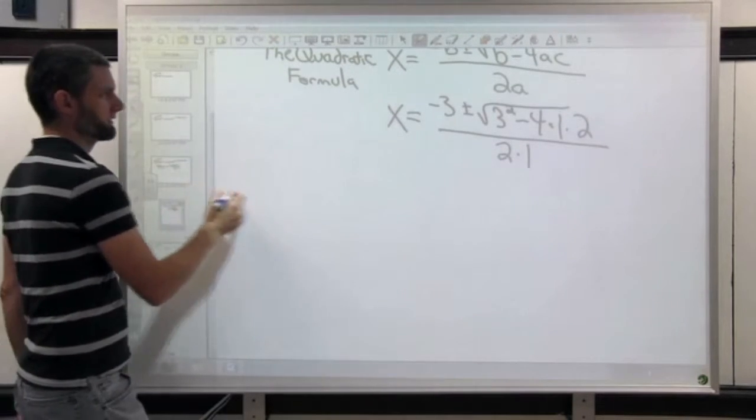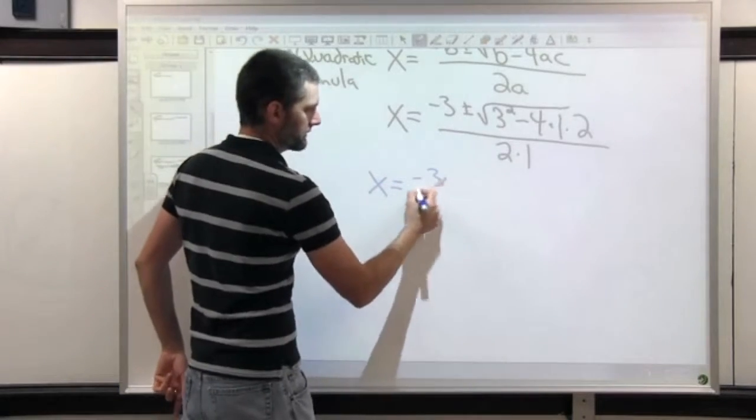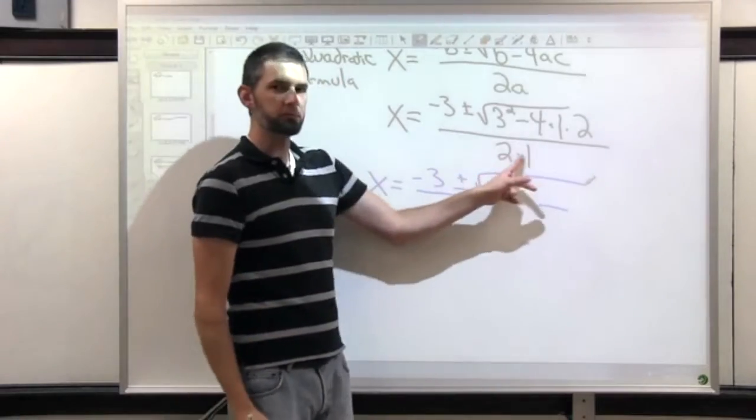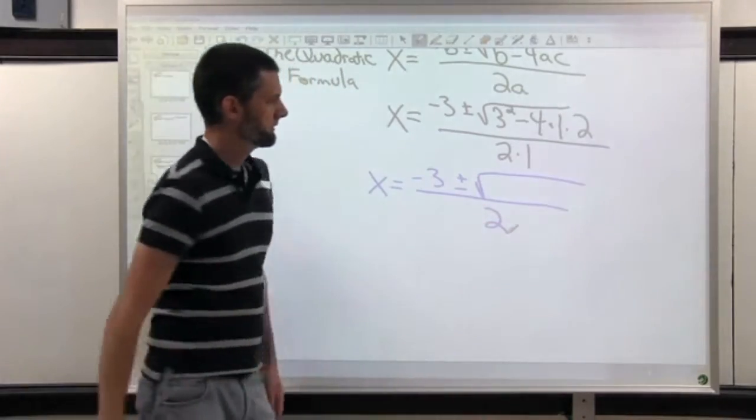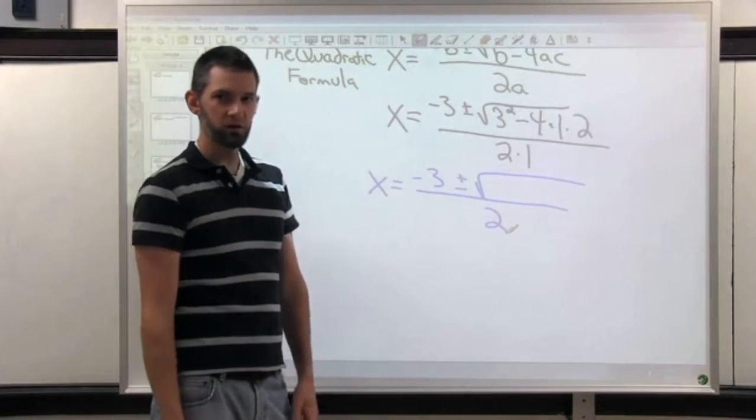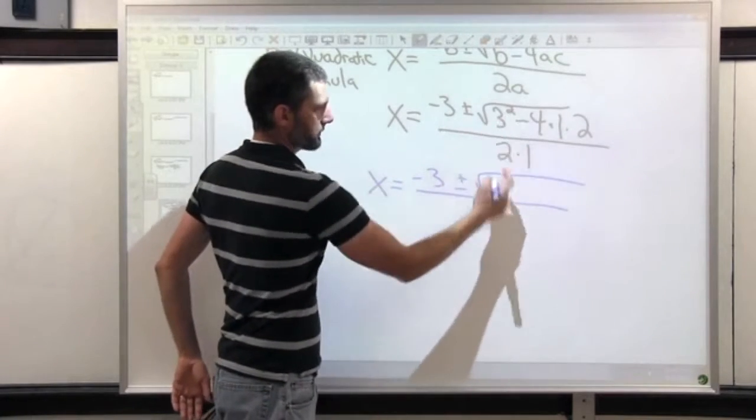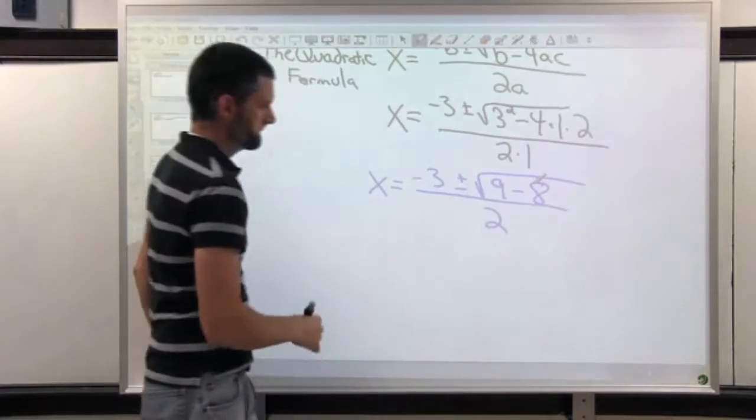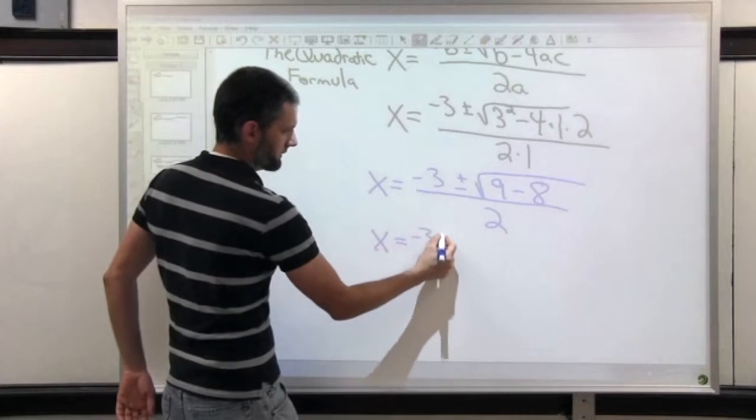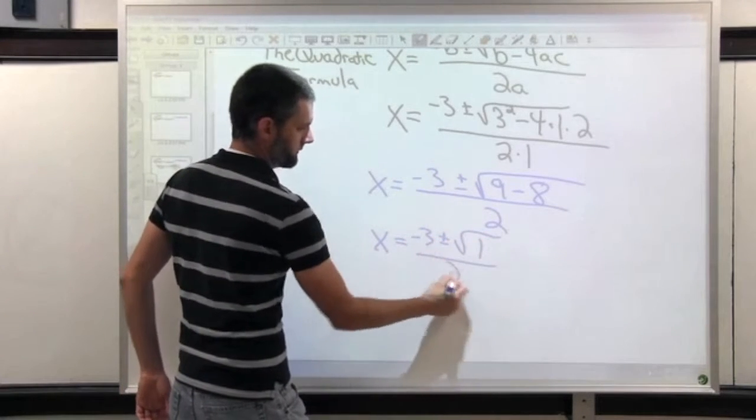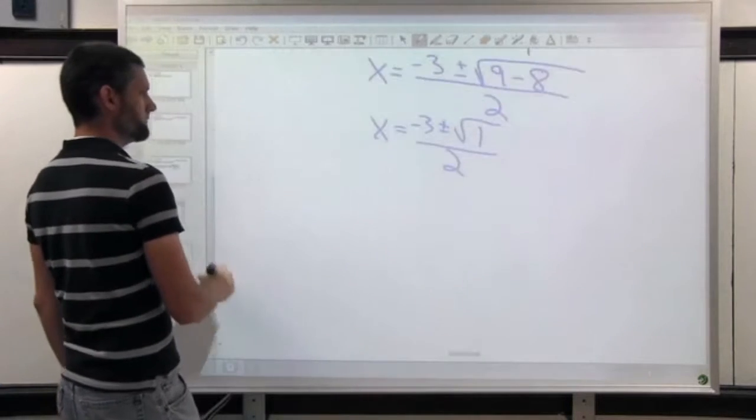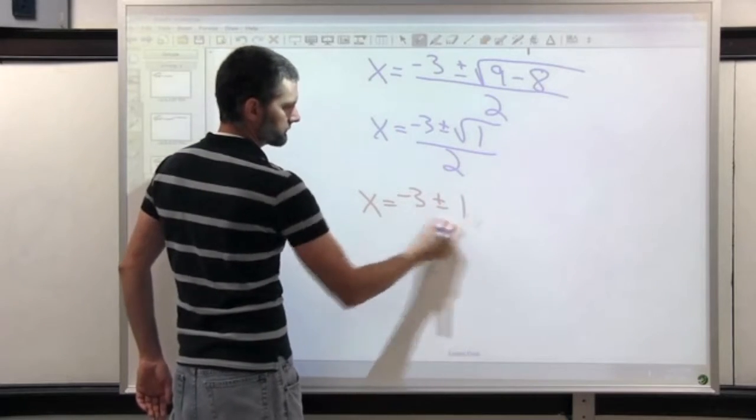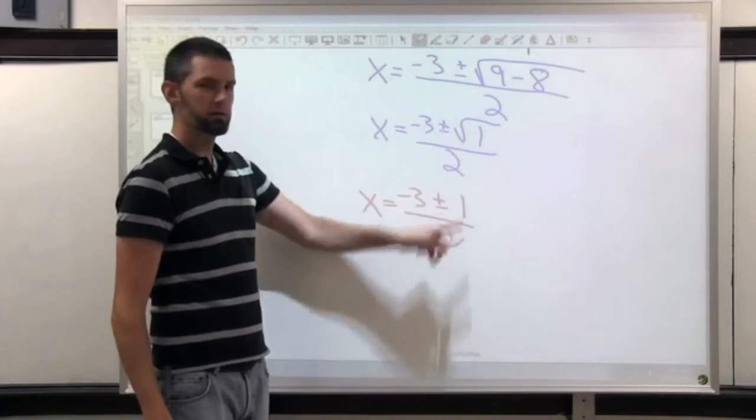Now let's start simplifying. Begin by simplifying the easy part and the part in the square root. The easy part is the bottom: 2 times 1 is 2. The part in the square root, you can either type that all into your calculator or do it. 3 squared is 9, minus 4 times 1 times 2, which is 8. So we get negative 3 plus or minus the square root of 1. 9 minus 8 was 1. Now we do the square root. Negative 3 plus or minus 1 over 2, right? Square root of 1 is 1.